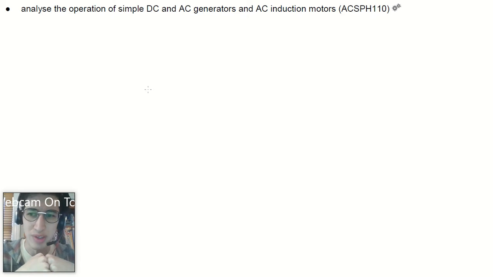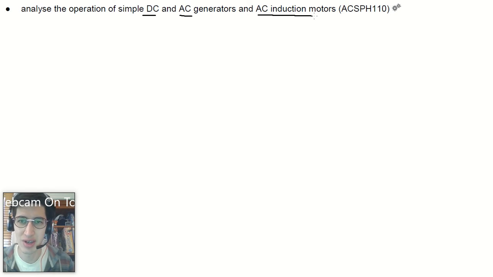Okay, this is one small dot point, but it is big. We need to analyze the operation of DC generators, AC generators, and a special type of motor called the AC induction motor. And this one is not a simple motor, unlike the last video on a simple DC motor. But speaking of which, you might remember the simple DC motor looked something like this.